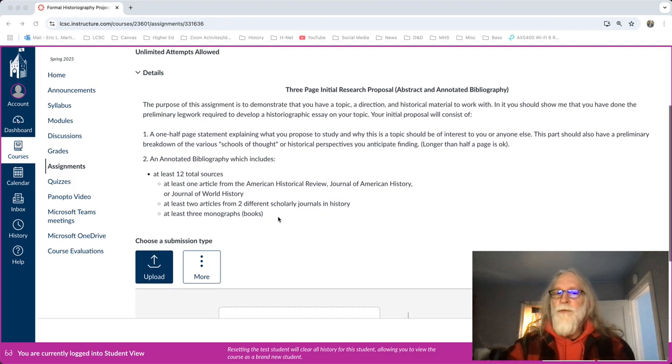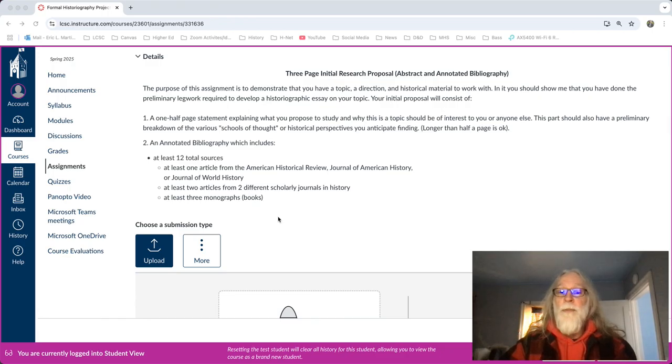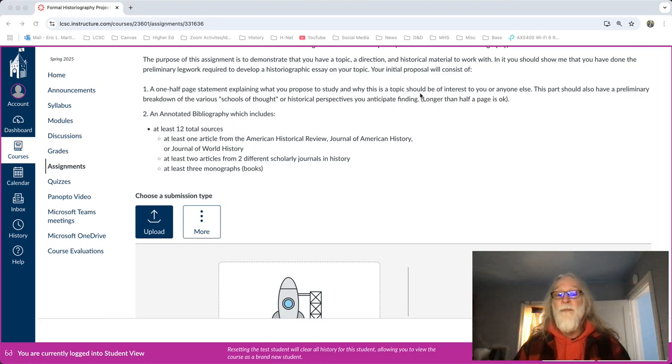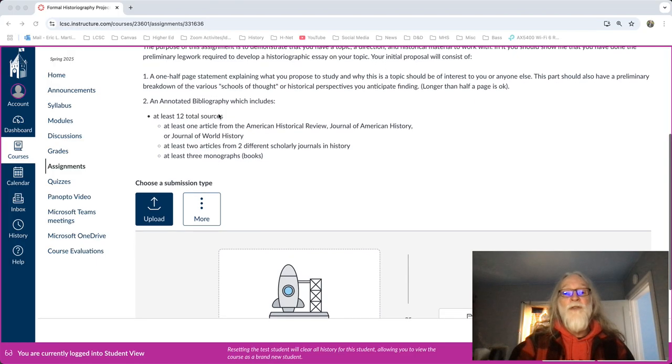The point of the proposal: demonstrate you've got a topic and it's doable. You've got historical material, you have secondary sources to work with. It should show me that you've done some level of legwork to get the essay together. You're going to have something like a half-page statement explaining what you propose to study and why it's of interest to you or anybody else. It should have some kind of preliminary breakdown of the schools of thought. And it should have something like 12 sources.